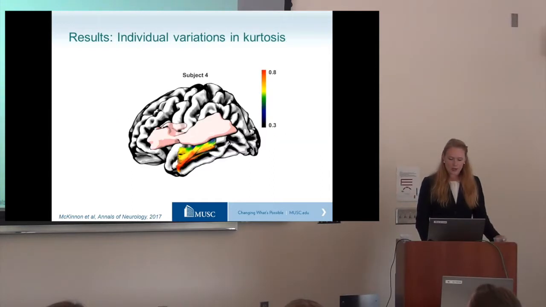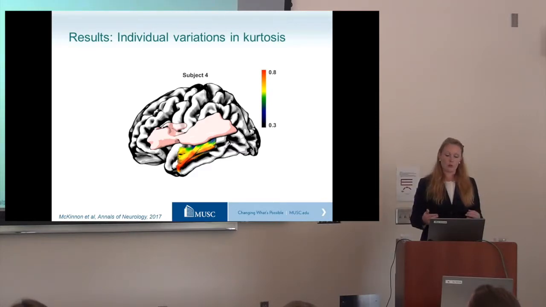So here's an example of what these individual variations look like within one tract and within one subject. Here is an example of the inferior longitudinal fasciculus colored with mean kurtosis, and the lesion is shown in bubblegum pink. You can see that the complexity of the tract seems to be a lot higher when you go further away from the lesion, and the closer you get to the lesion, there seems to be some sort of loss that's making this microstructural environment a little bit less complex.